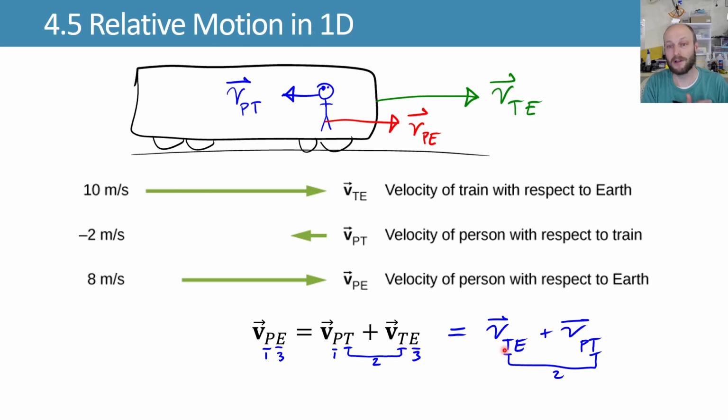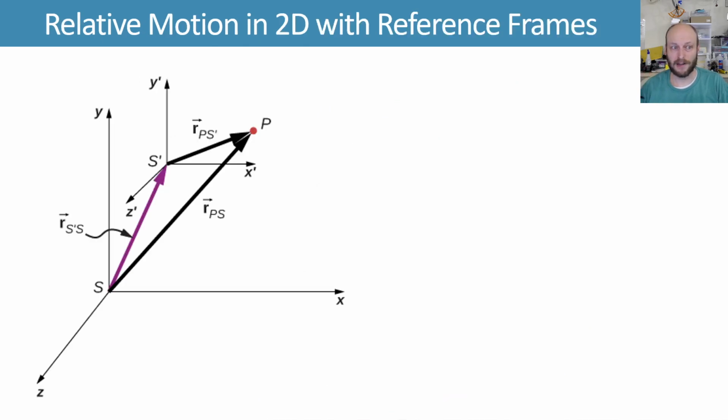More generally, if you want to extend this to multiple things, you could say that velocity of something with respect to some other thing. Well, if I have a relative velocity of A to B and a relative velocity of B to C and a relative velocity of C to D, then the velocity of A with respect to D is just the sum of all of those other things as a vector sum. So that's relative motion. That's one-dimensional. If you want it in 2 dimensions or 3 dimensions, here you go.